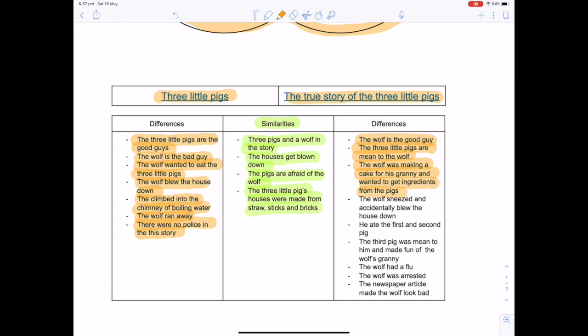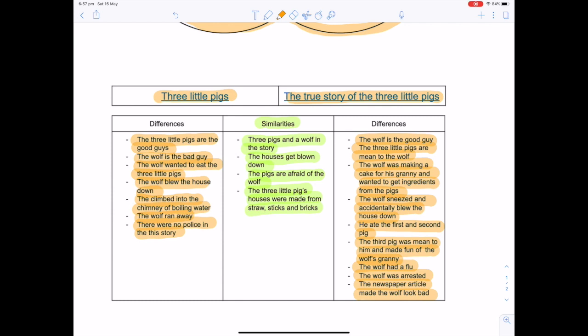The wolf didn't blow the house down, he actually sneezed and the house accidentally fell down. In the story, he actually also eats the first and second pig. Okay, in the original he doesn't, but in this story he does. Now, the 3rd pig was mean to him and made fun of Wolf's granny. In this story, the wolf had the flu, he was arrested, and he was put into the newspaper article, and they made the wolf look bad. So that's how we use a Venn diagram to compare stories.